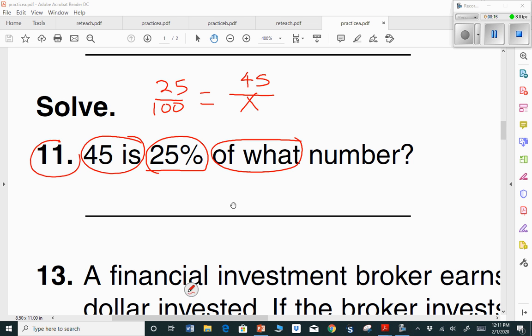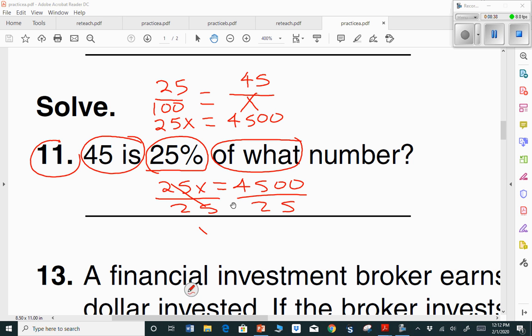So I always start with the X. So X times 25 is 25X. 100 times 45 is 4,500. I'll just bring that down here. 25X equals 4,500. Divide both sides by 25. And X equals, you just put that in your calculator and you should get 180 as your answer.